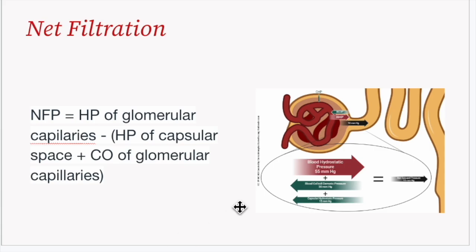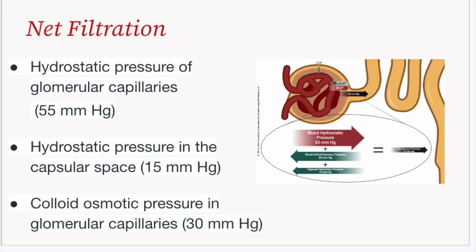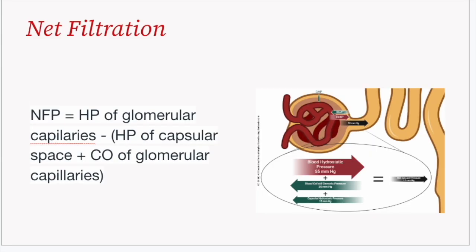And so when we add that all together, the pressure going out is higher, right? So we had 55, 30, 15. So 55 is pushing out, 45 is pulling in. So 10 millimeters of mercury of net filtration pressure, right? So that's why we get the net movement of filtrate into the capsule. Okay.